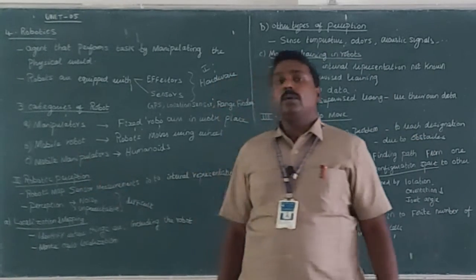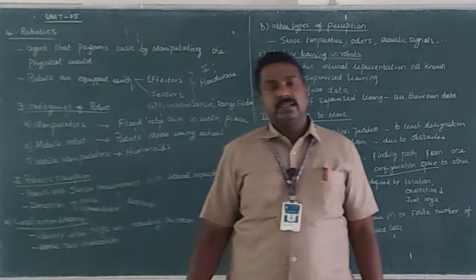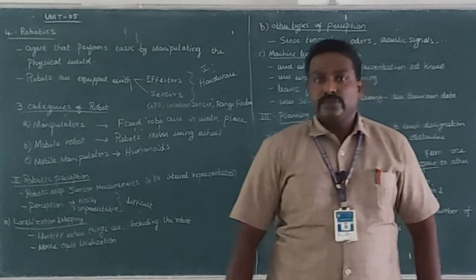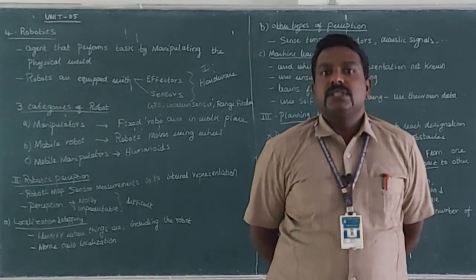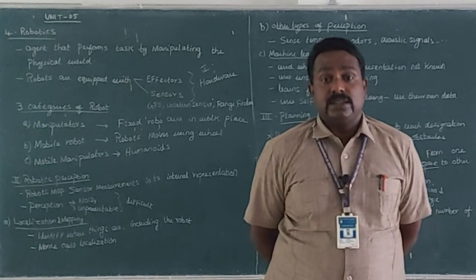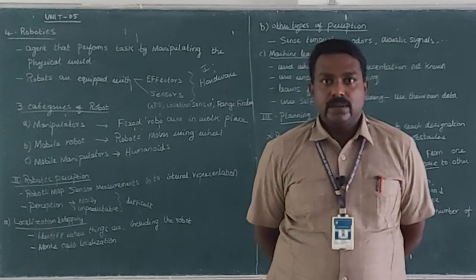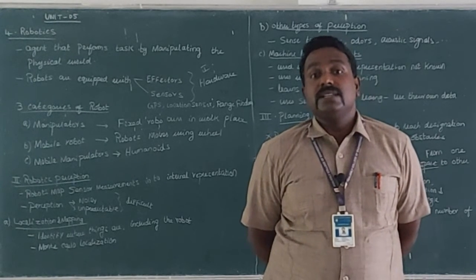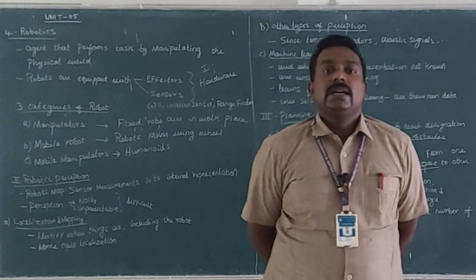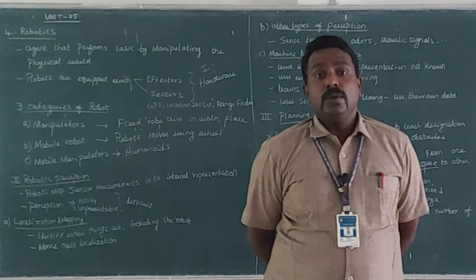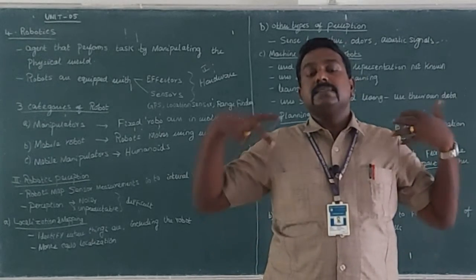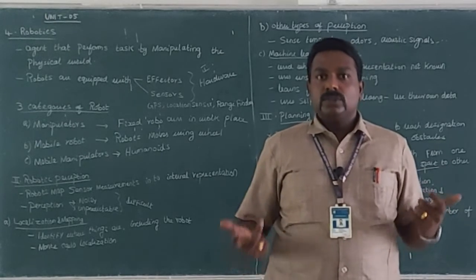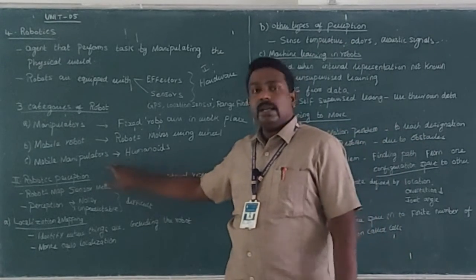The third type of robot you call mobile manipulators. Mobile manipulators are nothing but humanoids. I hope you remember Sophia. Who is Sophia? That robot is the first robo-citizen of Saudi Arabia, the first robot to be given citizenship. Her name is Sophia. That robot is a humanoid. It resembles a human being. Whatever task is done by a human being, it is done by the robot. That is an example for mobile manipulators.